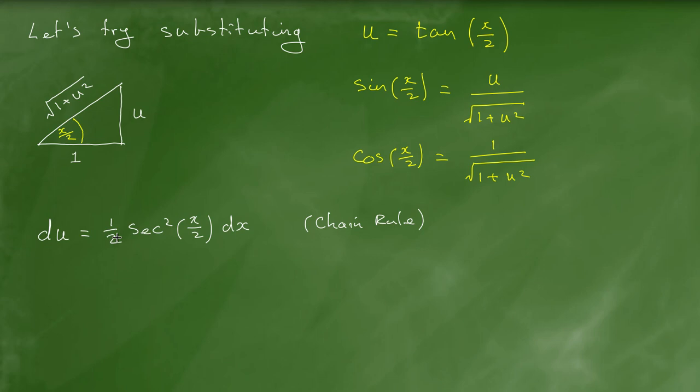So you get this. Whenever we want to write a du, it should mean this quantity. So we have this equality of one form. Rearranging it, which is probably the form we need, we can replace dx by 2 cos squared x over 2 du. And knowing that cos is 1 over the square root of 1 plus u squared, we can rewrite that as 2 over 1 plus u squared du.